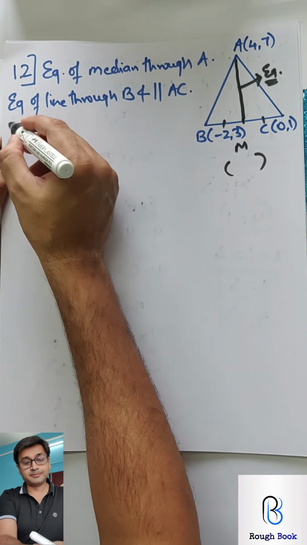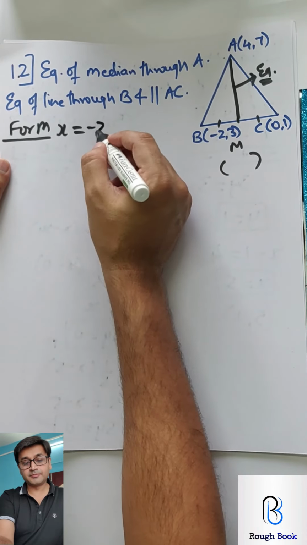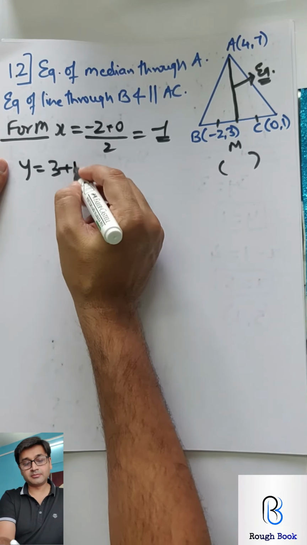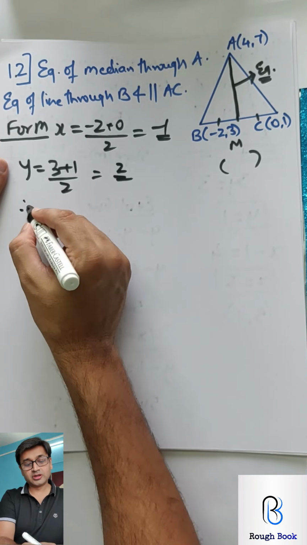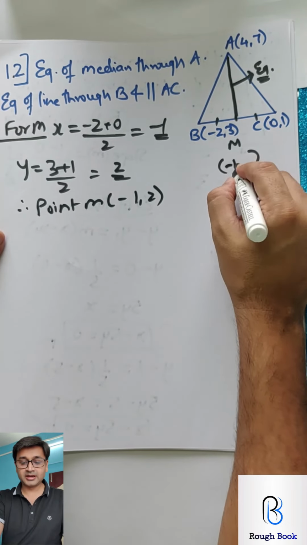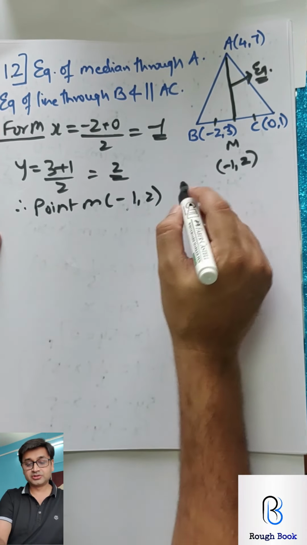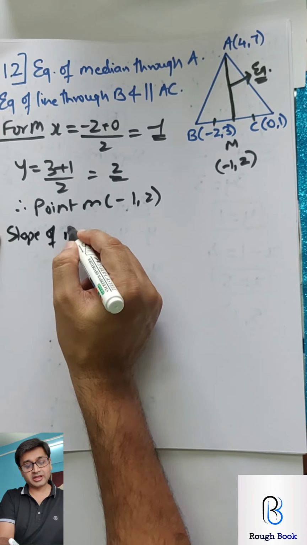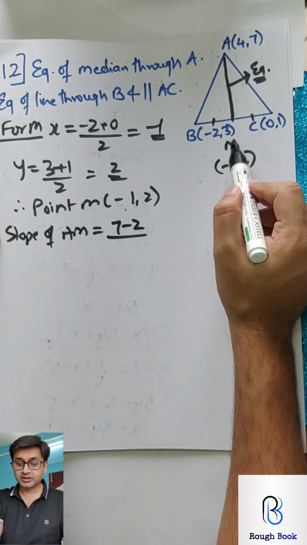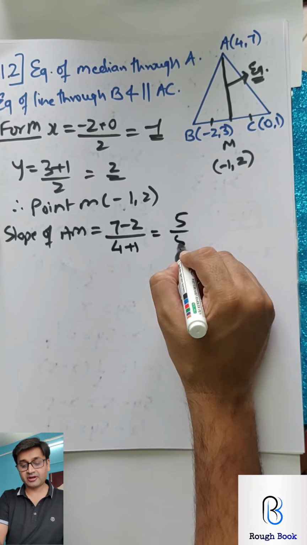Okay. So first let's get M. For M, x will be what? Minus 2 plus 0 by 2. So minus 1, and y will be 3 plus 1 by 2. So 4 by 2, so 2. So therefore point M becomes minus 1, 2. Now we are trying to get the slope of AM. So slope of AM, that will be what? 7 minus 2. And let me recheck. This one is correct, this one is correct. So 7 minus 2 over 4 plus 1. So that is 5 by 5, 1.